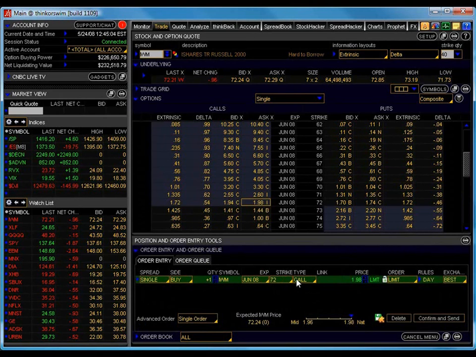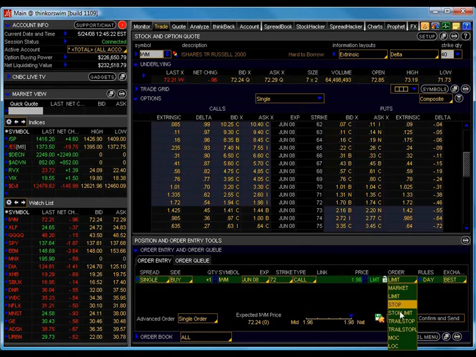It's a call, which means that we will profit if the underlying index goes up in price, for $1.98, which is the current price. And it's a limit order. In other words, it's an order that we don't want to pay more than $1.98.